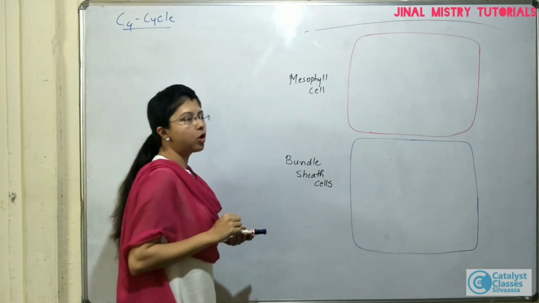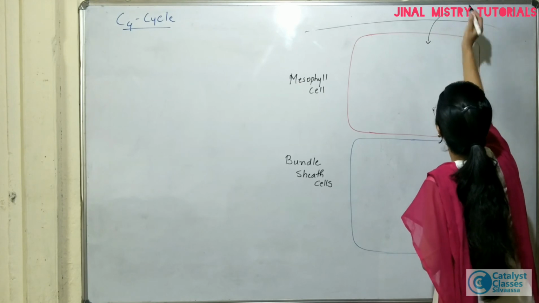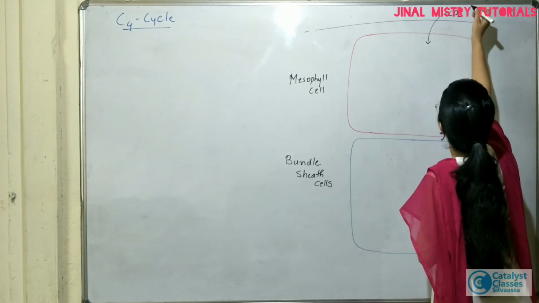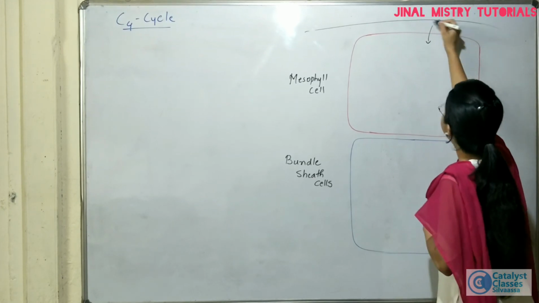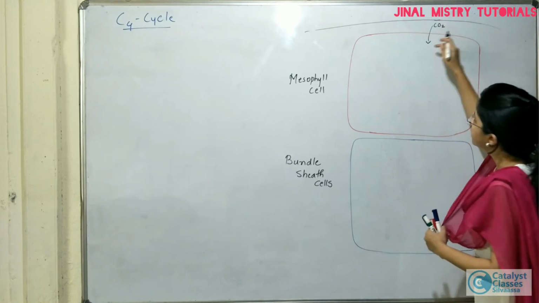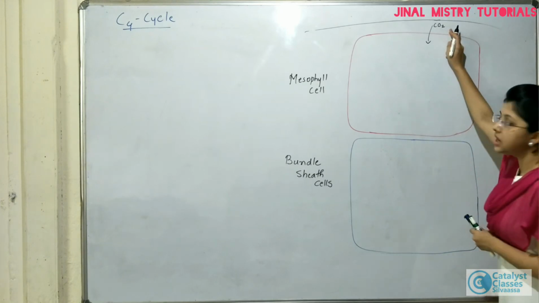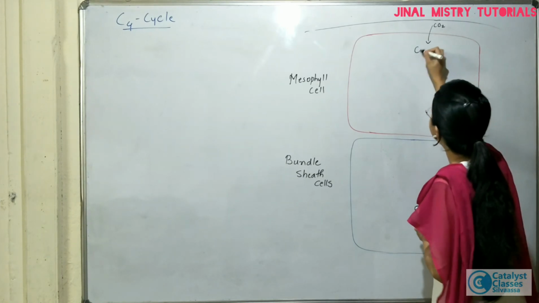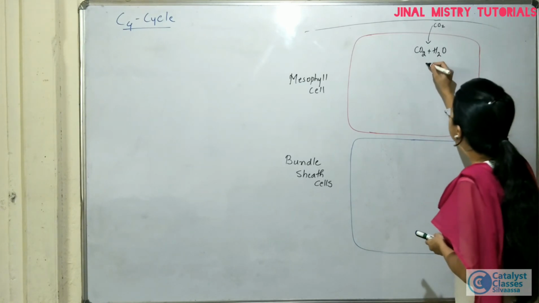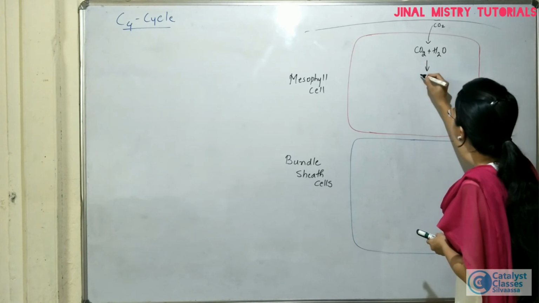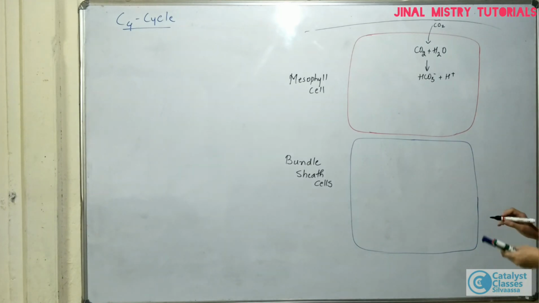So through the epidermis, what will be happening? Carbon dioxide will be entering into the mesophyll cell. Carbon dioxide from the atmosphere will first enter into these epidermal cells, and from the epidermal cells the carbon dioxide will enter into these mesophyll cells. In the mesophyll cells, as soon as the carbon dioxide enters, it is first going to react with water, and it is going to form a bicarbonate. How is this going to take place?